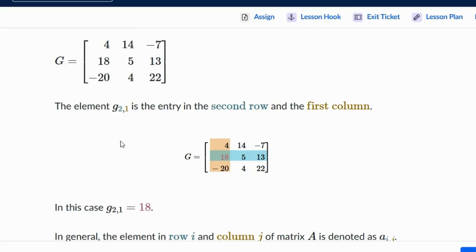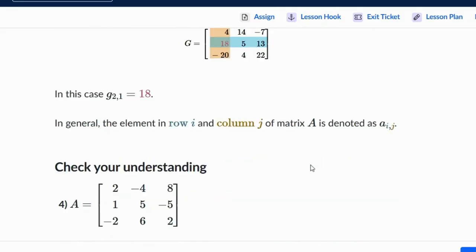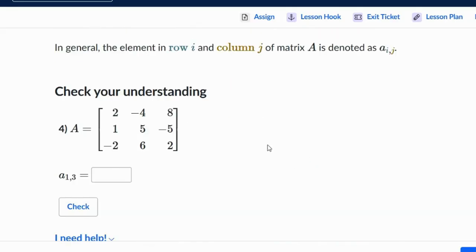So if we're looking at the element 2,1, that means go to the second row, which is in blue. Go to the first column, which is there in brown. And which element are we talking about? Well, in this case, G2,1 is the number 18, because that is the element that is in the second row and the first column. So in general, it's denoted as IJ.